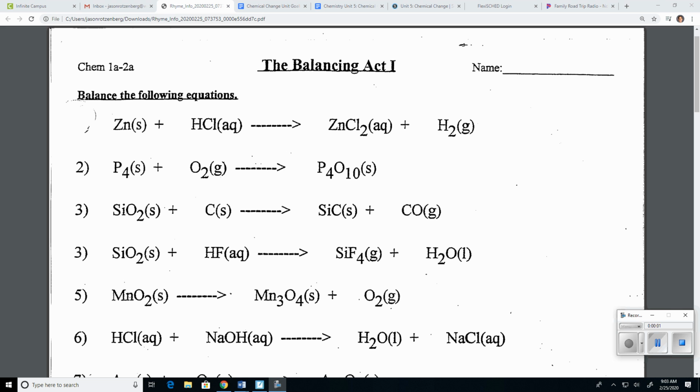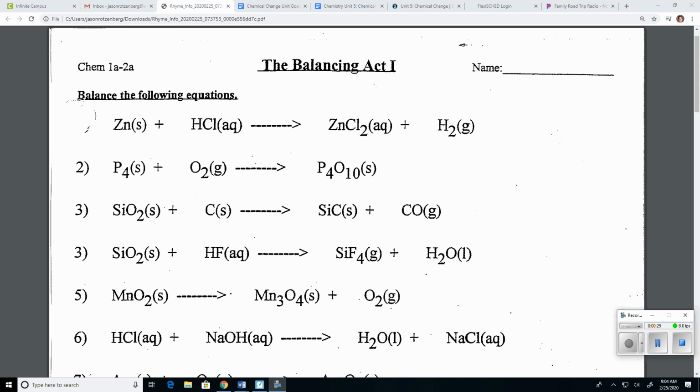Up on the way in, final balancing act. And what this sheet has is a long list of chemical equations. What happens in a chemical reaction is you start with reactants, things on the left side of the arrow. For example, that would be the zinc and the HCl. Then they create new products.